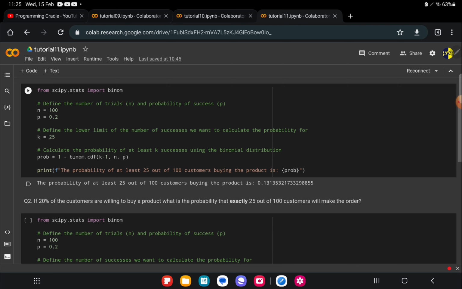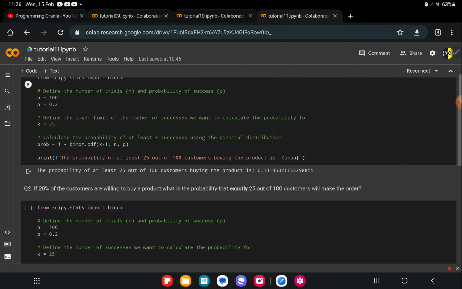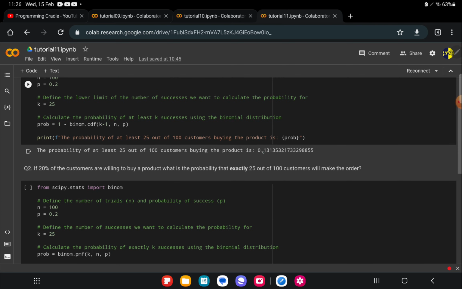Now you might ask why 1 minus, right? So we calculated probability for 25, 26, 27 up to 100, right? If we calculate that many terms, it will take too much time. So what we can do is always calculate for 0 to 24, and subtract it from 1, and that will give us the probability for 25 or greater. So that's what I have done there, and here you can see the probability is 0.131, which I showed you in the slides as well.